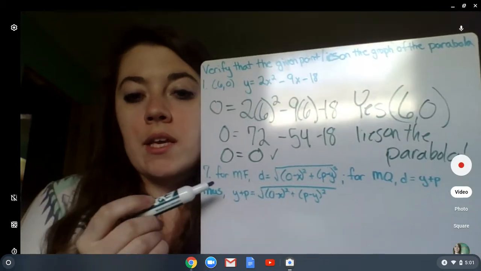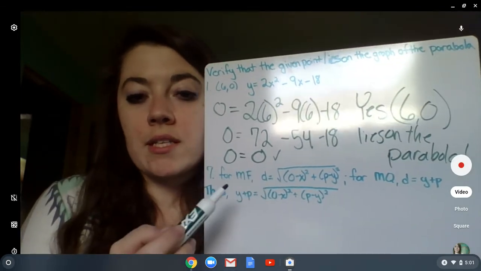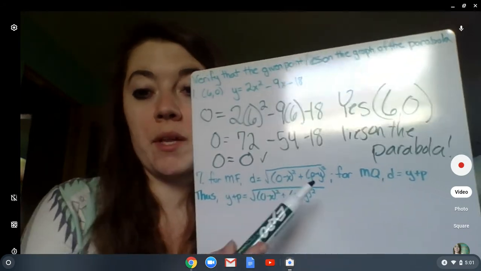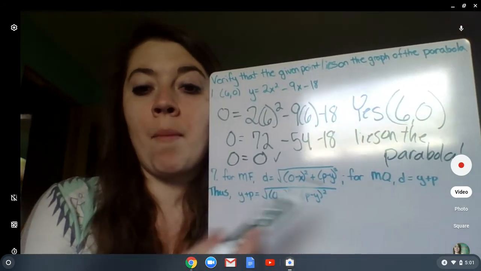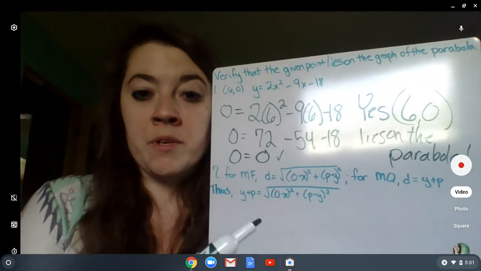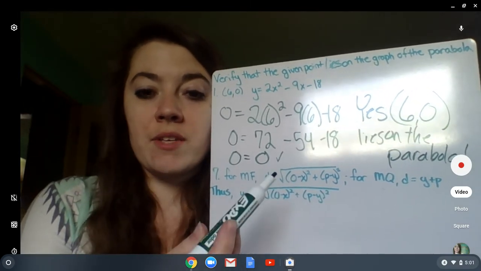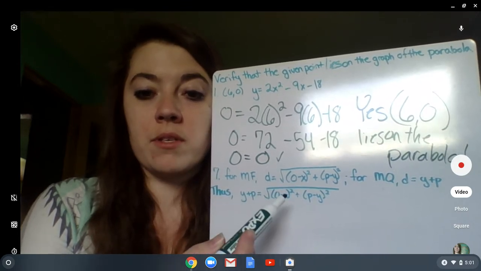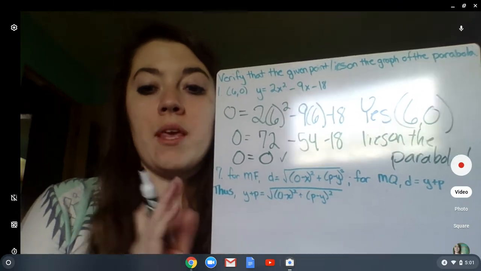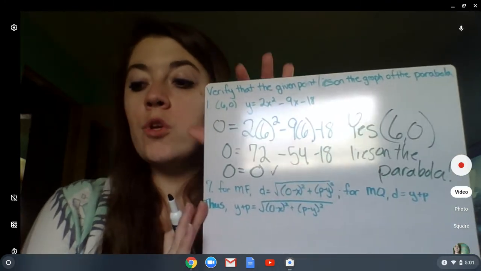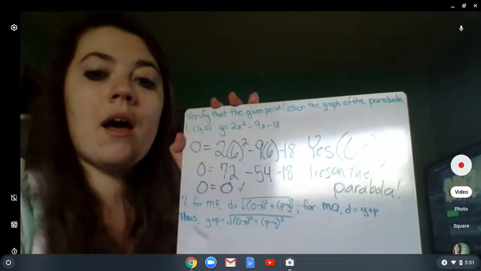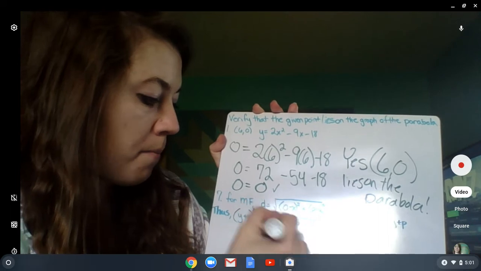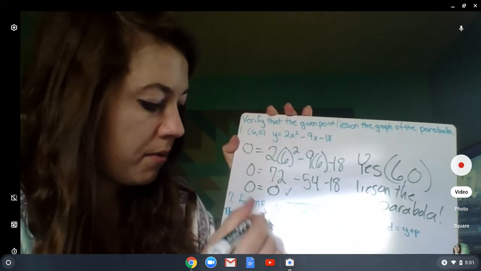So this is what we have here. This is showing the distance for MF is this equation with the values that we have from that picture plugged in. Same thing with MQ. Because MF and MQ are supposed to equal each other, we set each of these things equal to one another. So that's why I have y plus p equals the square root of (0 minus x) squared plus (p minus y) squared. Now we want to get rid of the square root, so I'm going to square both sides. That'll get rid of the square root.